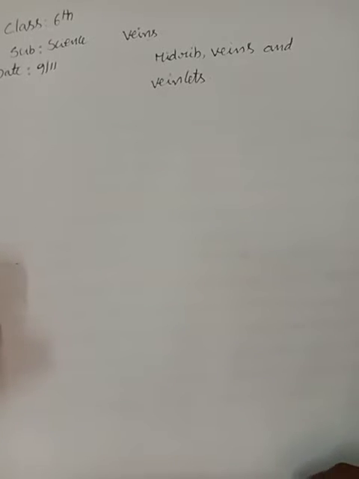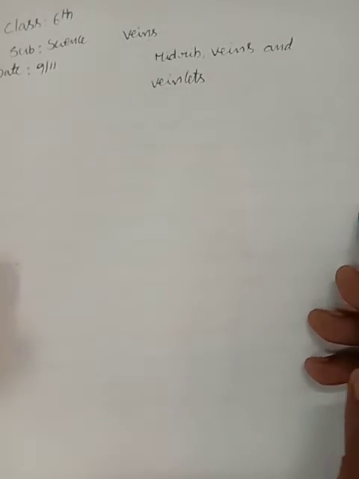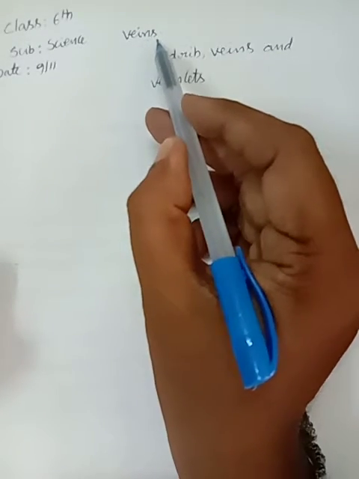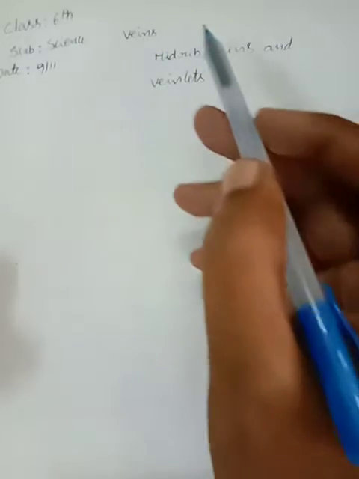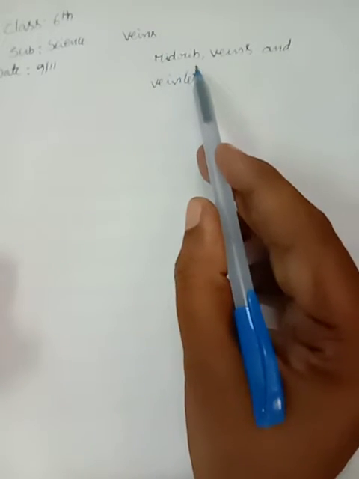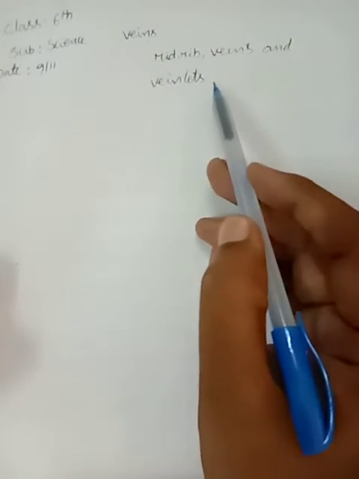On the surface of the lamina, some lines are present. These lines are known as veins. Veins are mainly three types. They are midrib, veins and veinlets.